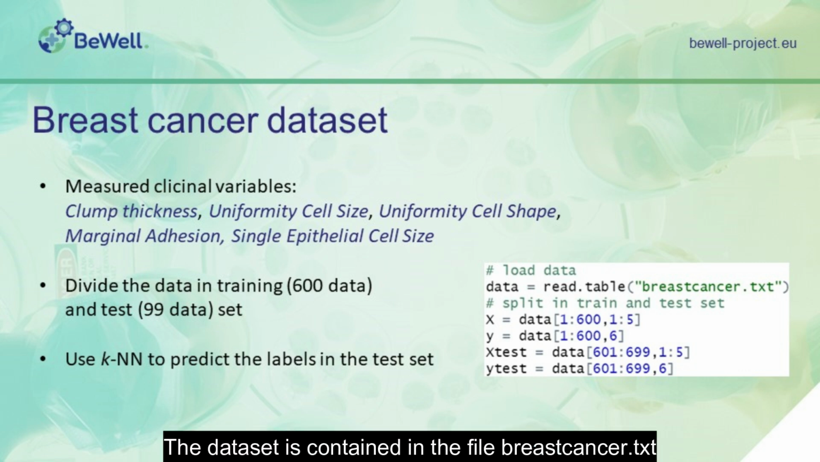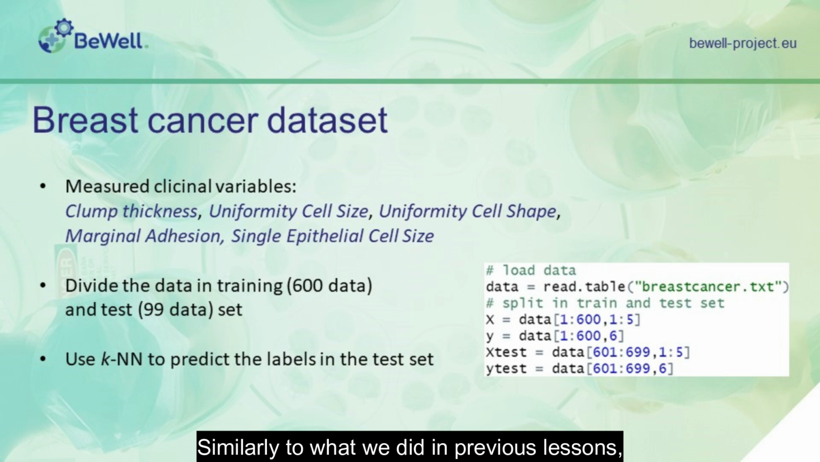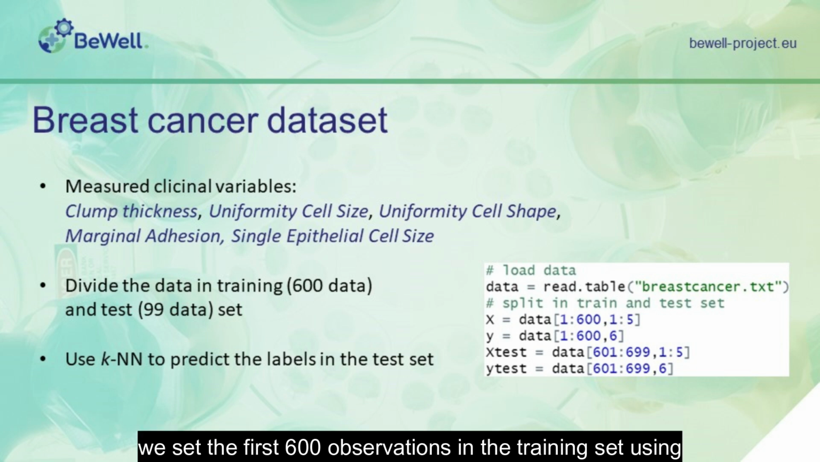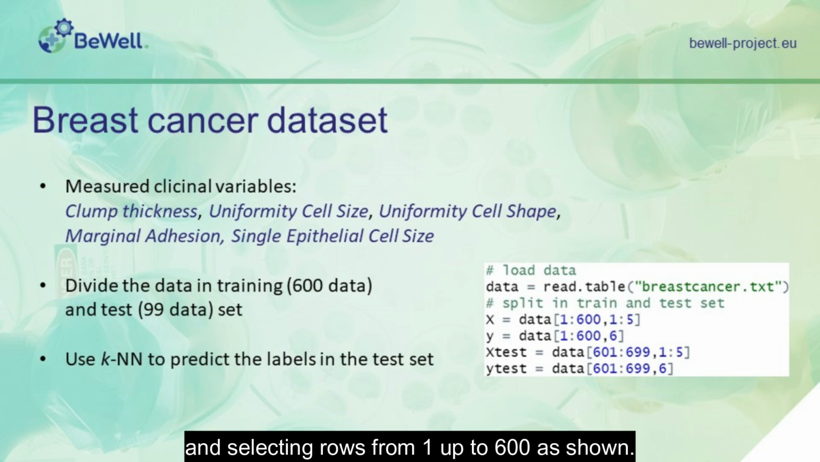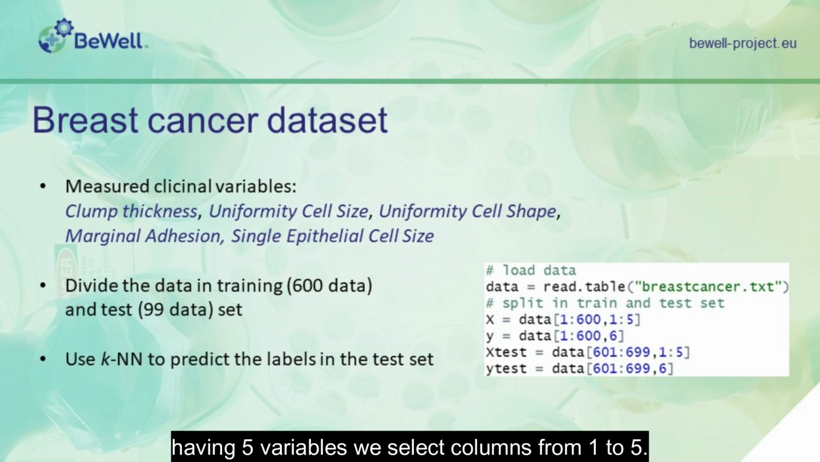The dataset is contained in the file breast cancer txt and can be loaded using the read.table function. After that, we split the data in training and test set. Similarly to what we did in previous lessons, we set the first 600 observations in the training set using the squared bracket operator and selecting rows from 1 up to 600 as shown. The first columns store the clinical variables. Having 5 variables, we select columns from 1 to 5.